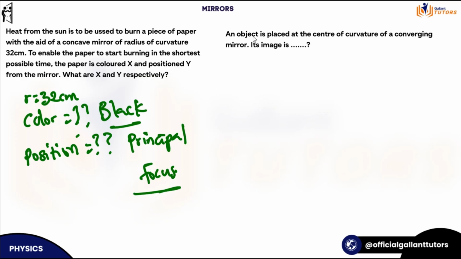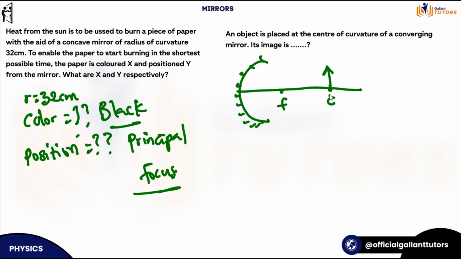Exactly. Now, an object is placed at the center of curvature. So this is a mirror. This is C. This is F. So an object is placed here. We're going to describe the characteristics of the image produced by an object placed at C. It's very simple.